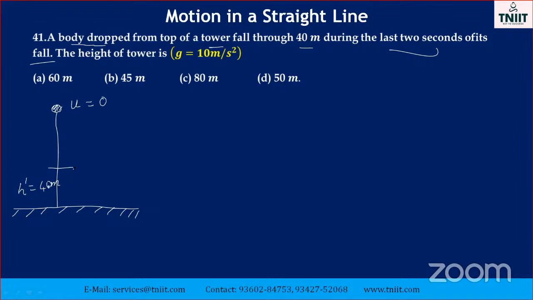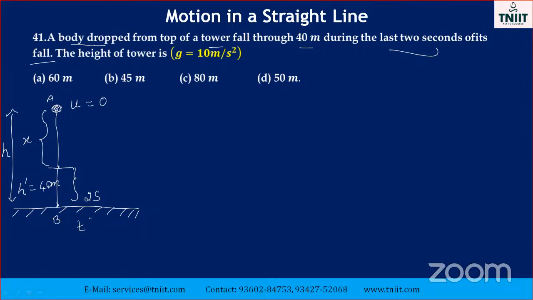This 40 meter is traveled for what time? 2 seconds. Now, we don't know what height is there. Let this height be x and the total height of the tower is h. What is the total height of the tower? H. The total time taken from A to B is t seconds.